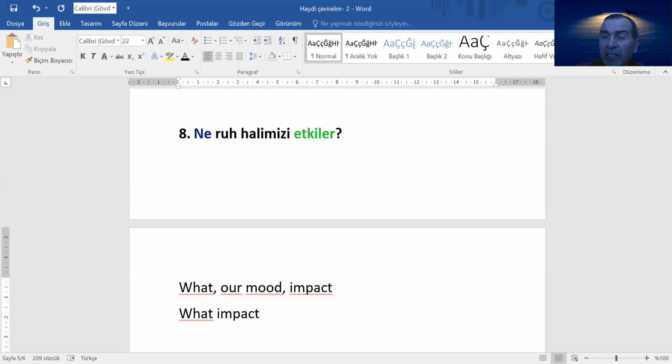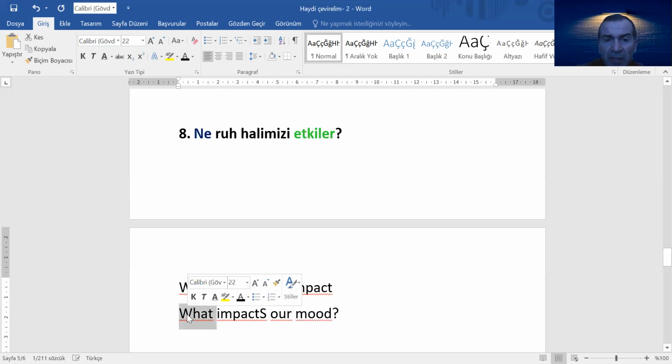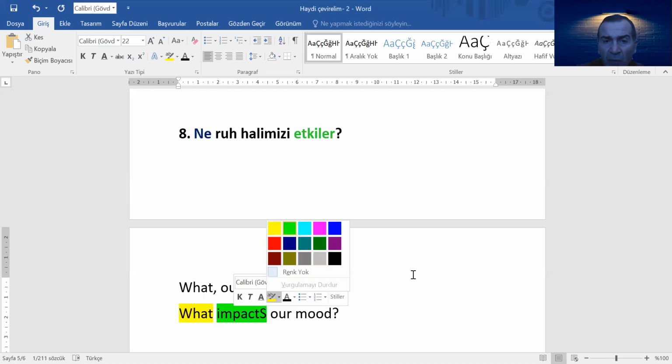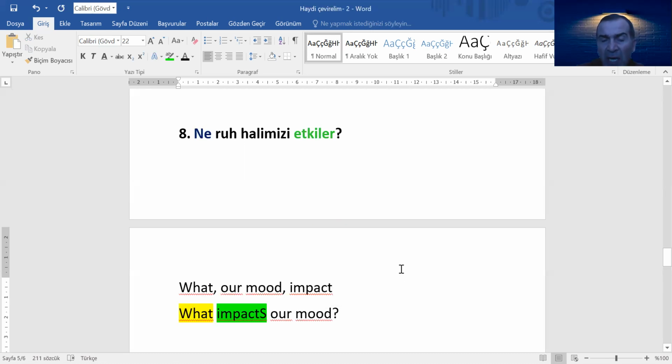We should ask subject questions in singular form. We what? Impact impacts our mood. Subject. And you see, this is the verb. What impacts our mood?